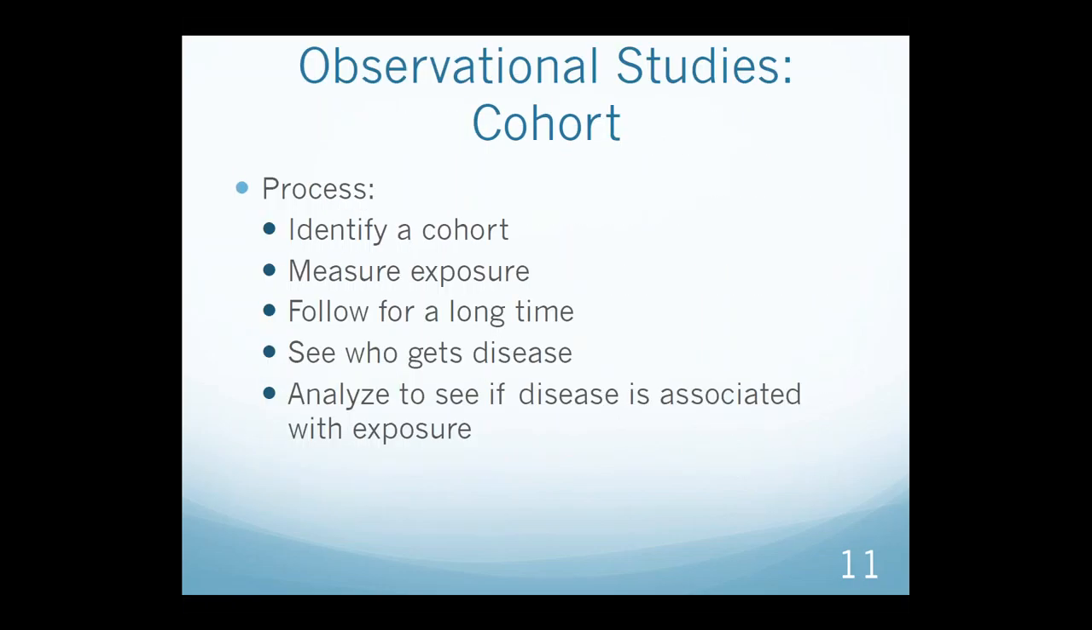But with the observational studies, the first type of observational study is a cohort study. So first, for a cohort study, we identify a cohort. And then we measure the exposure. And we follow our patients, our cohort, for a long time. And then we see who gets the disease. And then we analyze to see if disease is associated with the exposure.